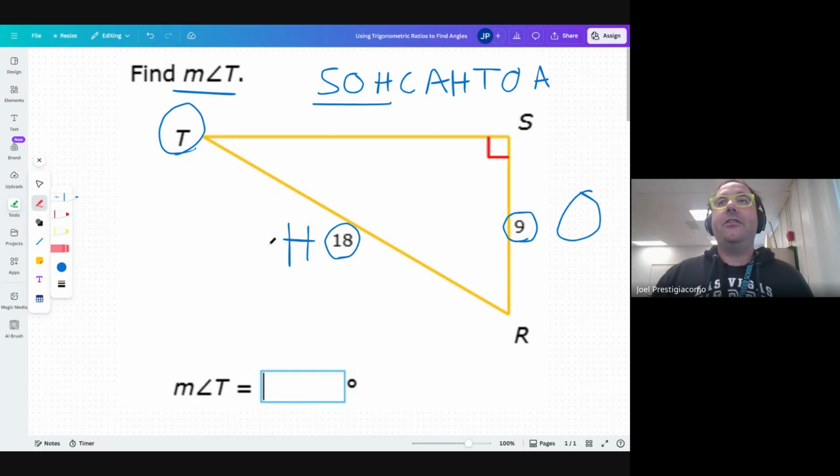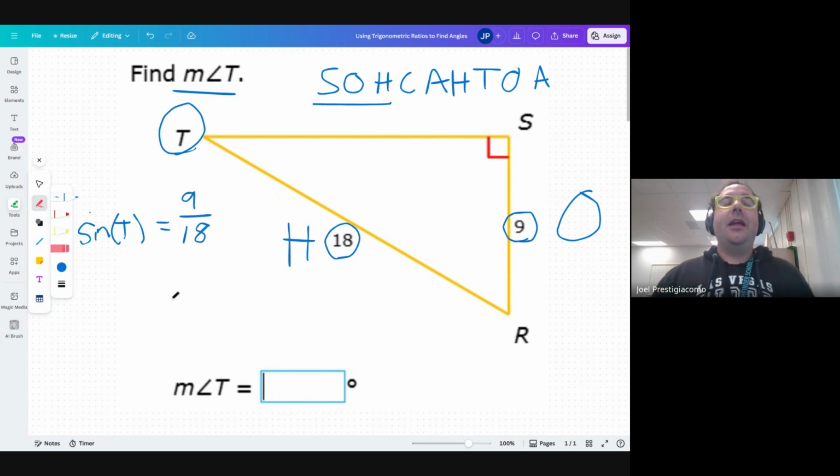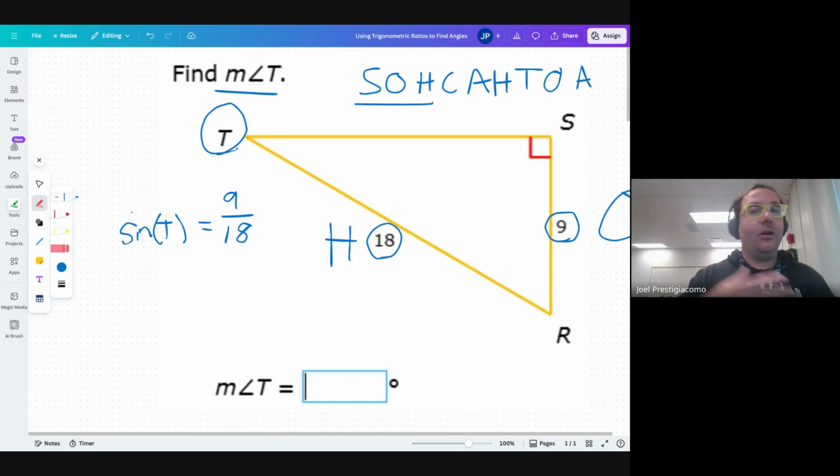So in this problem, I start by using the sine function. I'm going to say the sine of angle T is equal to O over H, which is going to be 9 over 18. Now here's the tricky part. In order to solve for T, we're going to use the inverse function. It's kind of like, if you multiply on one side, you divide on the other. If you're adding on one side, you subtract on the other. If you're doing the sine on one side, you can remove it by doing the inverse of the sine on the other side.